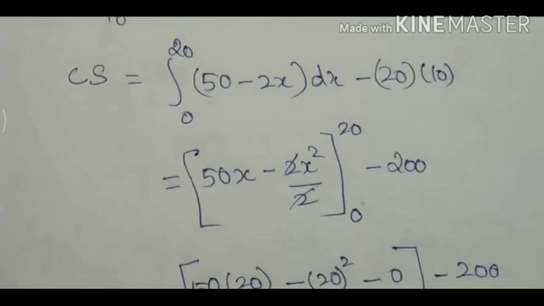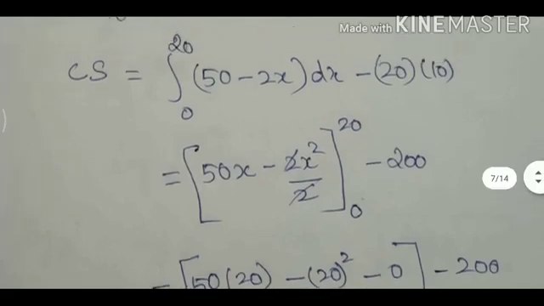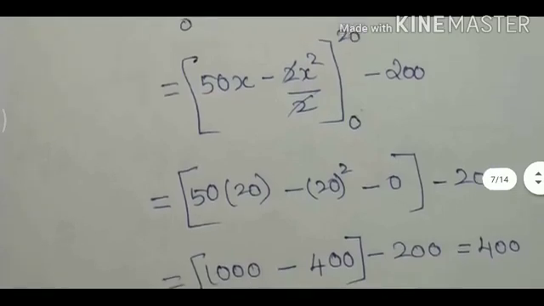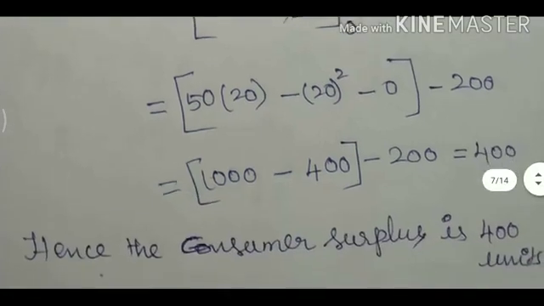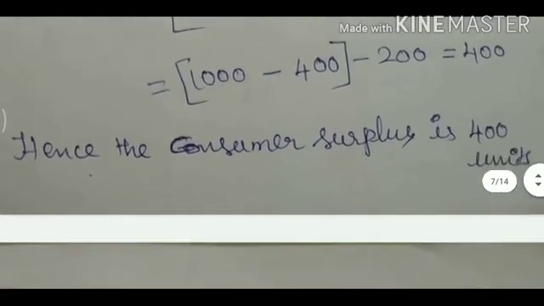So if you integrate, 50 becomes 50x, and 2x integrated gives 2x square by 2. The limits are 0 to 20, minus 200. After substituting the upper value 20 in the place of x, we are getting 1000 minus 400 minus 200, that is 400. Hence the consumer surplus is 400 units.